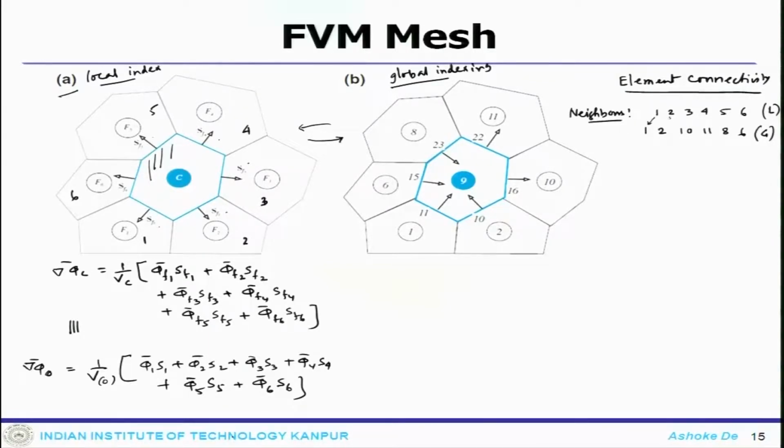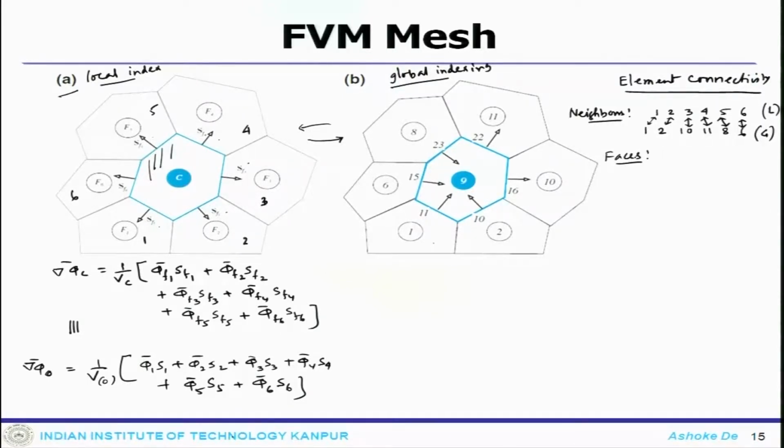So, 1 maps to this, 2 maps to this, 3 maps to 10, 4 maps to 11, 6 maps to 6, or vice versa. The global one maps to the local one, so either way is true. So, this is the local to global connectivity for the neighbors. That takes into account all 6 elements which are sitting there surrounding that element number 9. So, that is one. Now, you can see the faces.